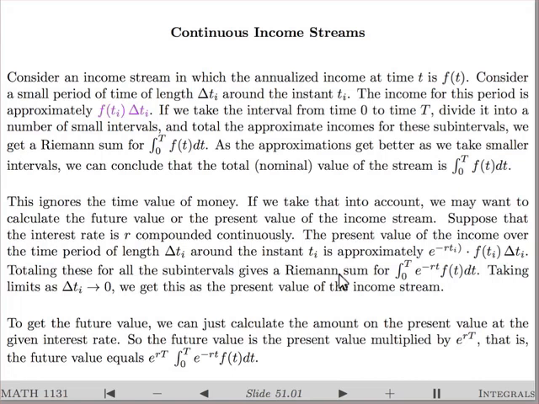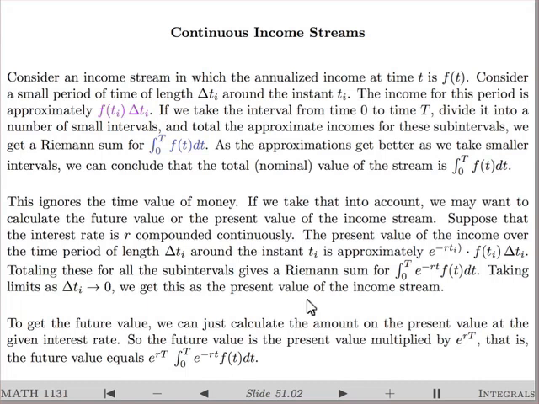Now, if you take a long period of time, you can divide it up into small intervals. In each interval, pick some instant t_i, and the length of the interval will be delta t_i. Then the income for the ith interval will be f of t_i delta t_i, and for the whole time period, I have to take the total. This is a Riemann sum for the integral of f of t over the time period. So this gives us the integral of f of t dt over the time interval as the mathematical version of the total income. This is the nominal income because it ignores the time value of money. It ignores the interest rate.